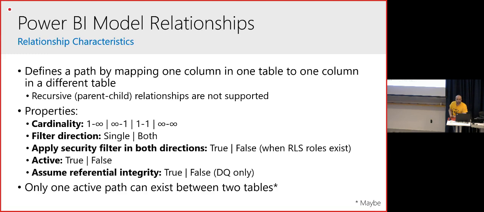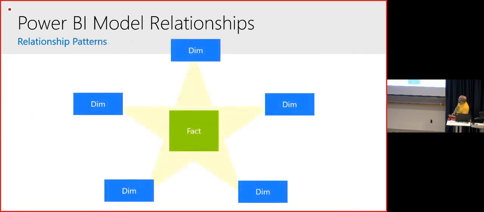Cardinality has four options. Is it one to many? Is it many to one? Is it one to one or is it many to many? In fact, it is this cardinality that determines whether your table is a dimension table or a fact table. I will describe this in 1 minute. It is the cardinality that will determine this. All right, why is this the case?